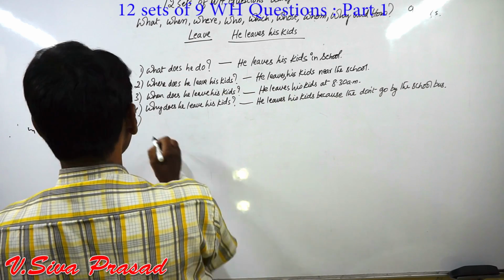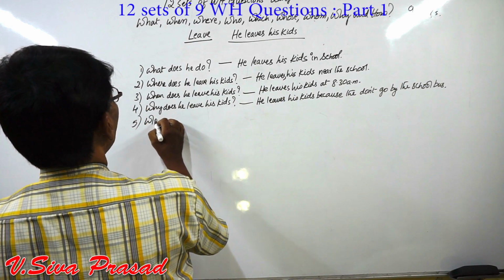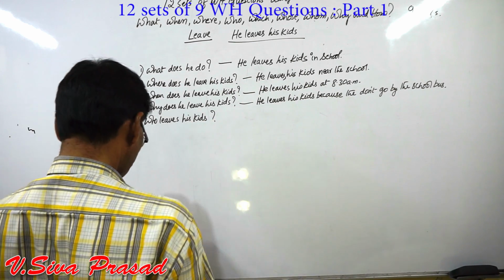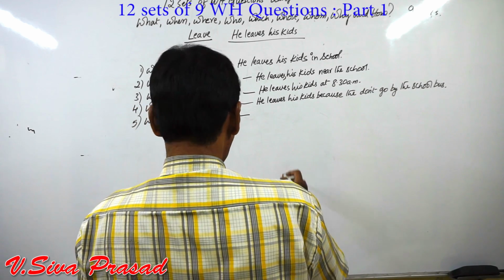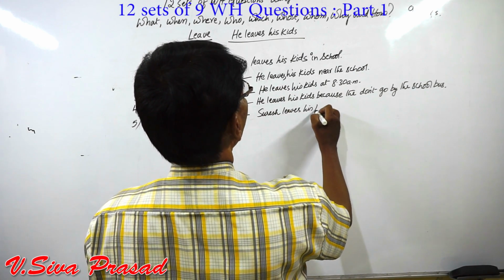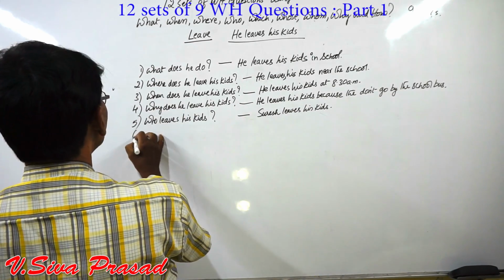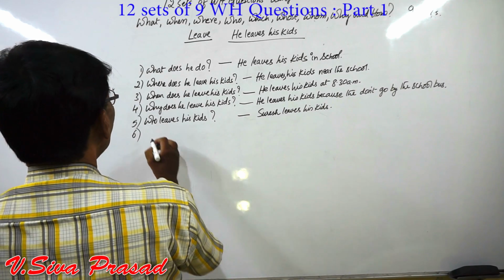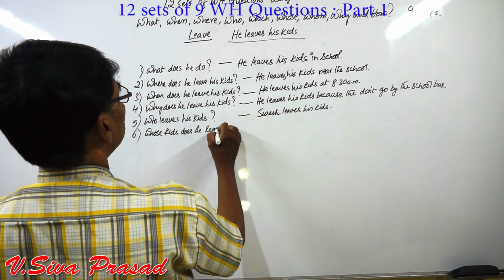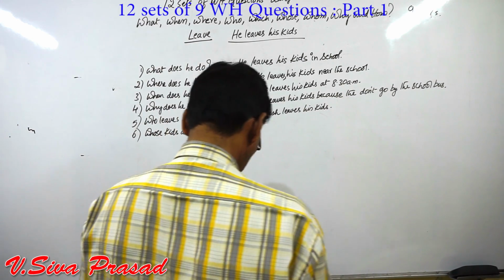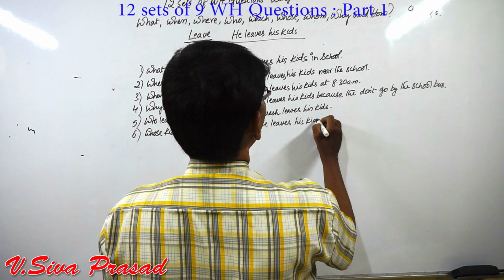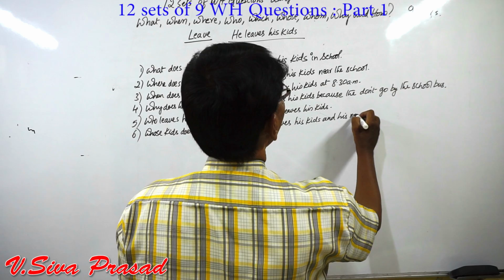Next, fifth one. Who leaves his kids? Let's take a name. Suresh leaves his kids. Sixth one. Whose kids does he leave? He leaves his kids and his neighbor's kids.